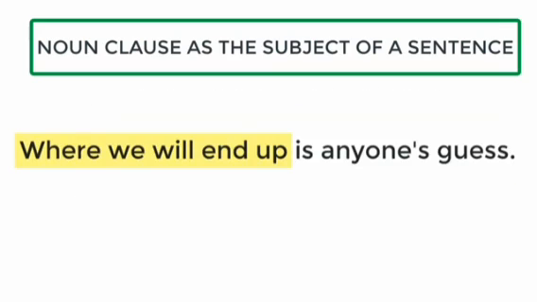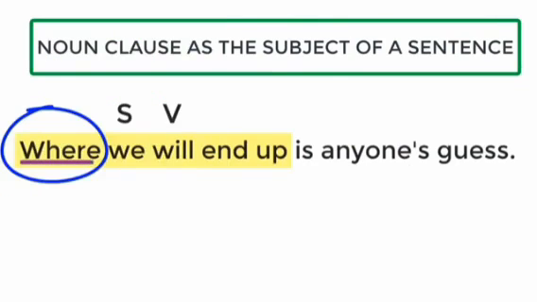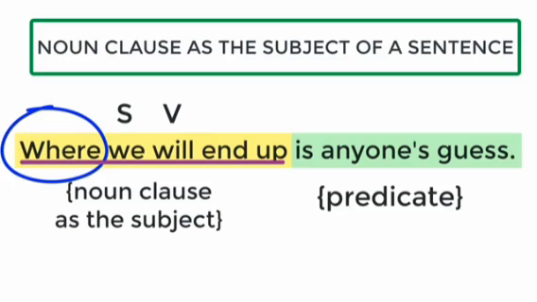The second question: where we end up is anyone's guess. Where here is the signal of the dependent clause. We is the subject, will is the main verb, and is anyone's guess is the predicate. So the noun clause here is the subject, where we will end up.